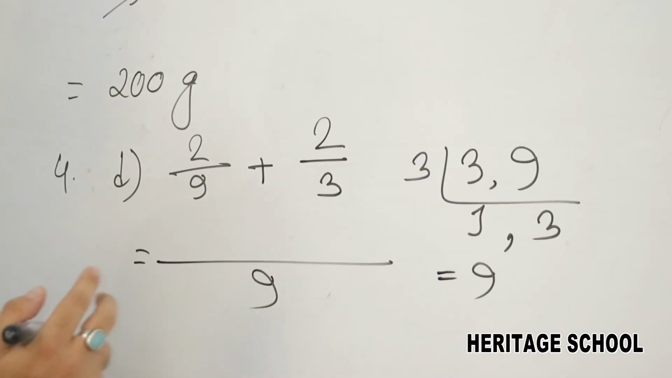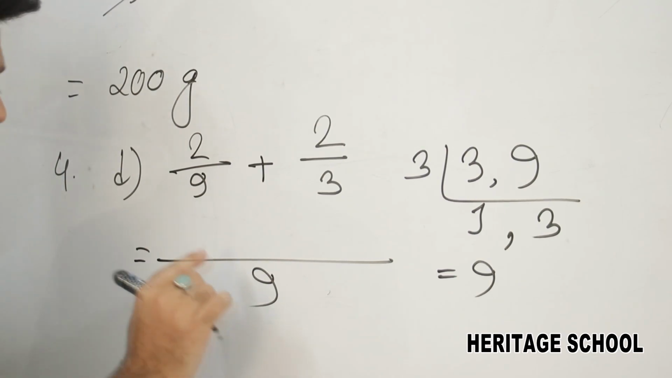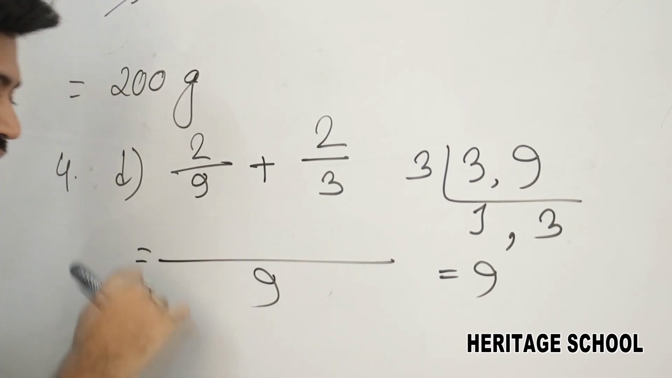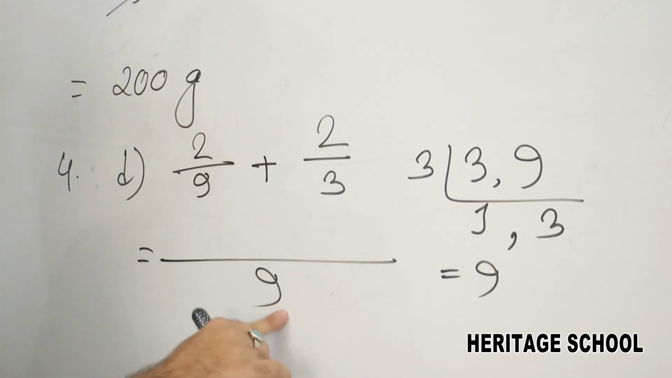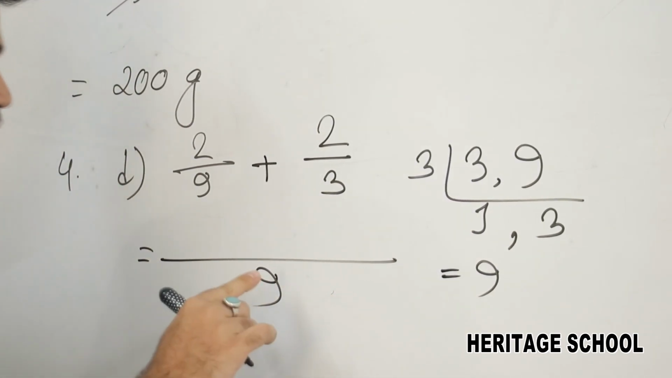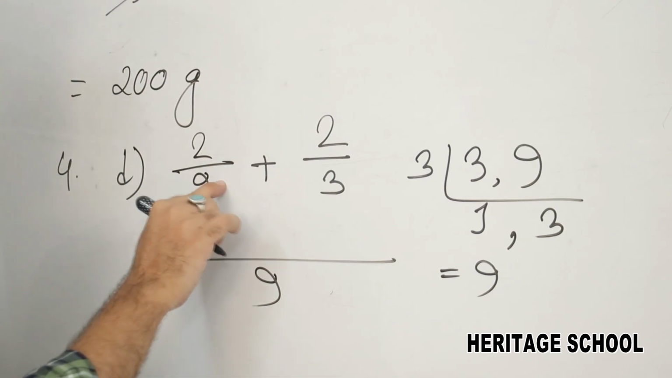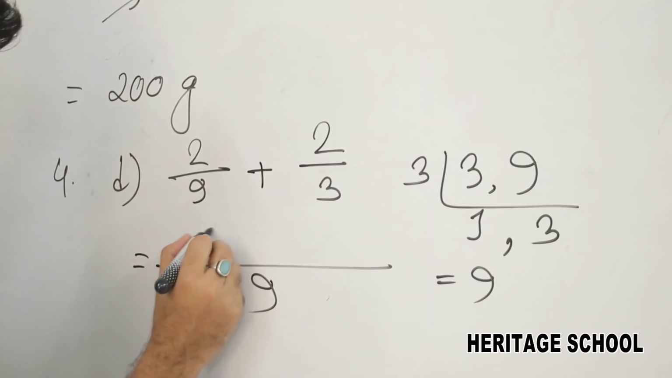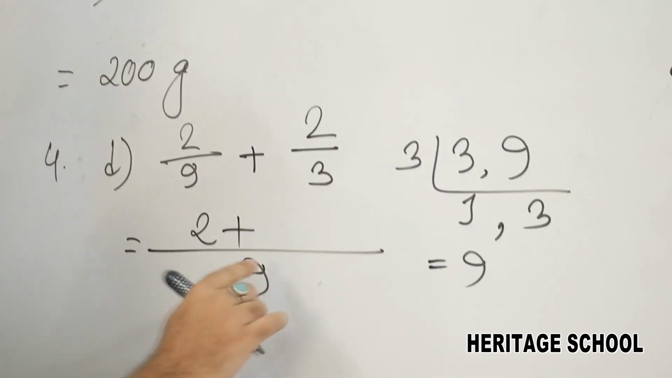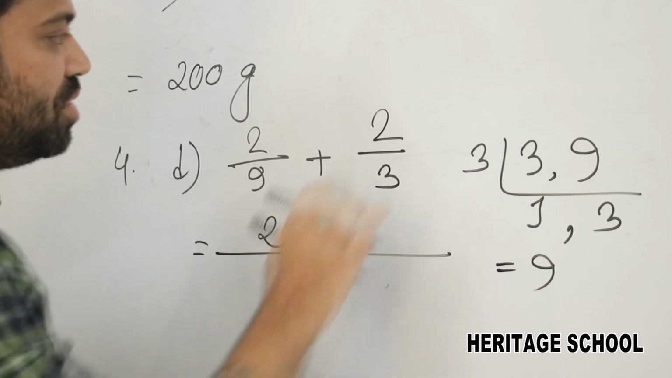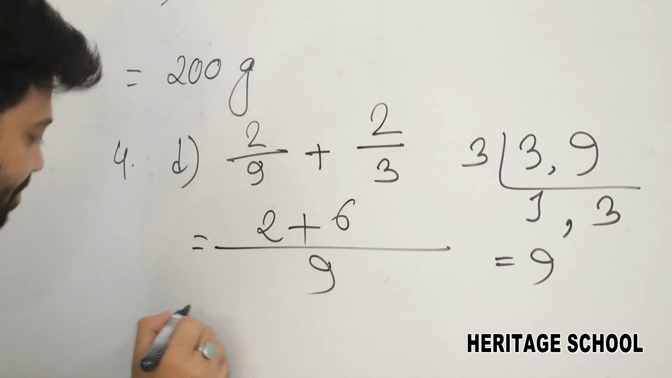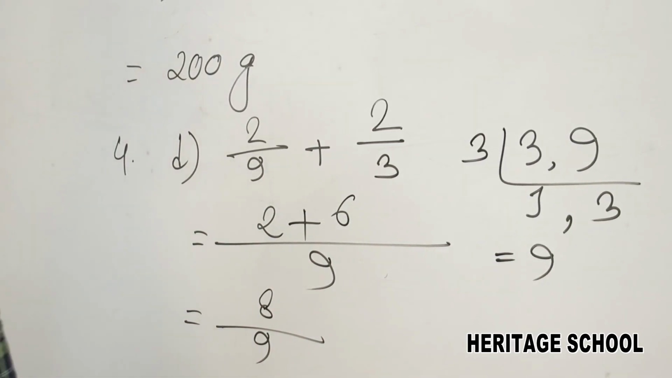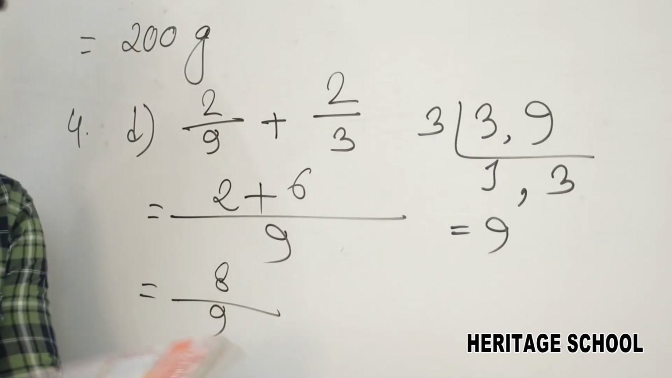Now what is the rule? Divide the LCM by each denominator. We have a common denominator here, and I am writing the LCM here. The LCM is 9. 9 will be divided by this denominator: 9 divided by 9 is 1, 1 multiplied with 2 is 2. And 9 divided by 3 is 3, 3 multiplied with 2, 3 2s are 6. 6 plus 2 is 8, so 8/9 is my answer. It's very easy to solve this math.